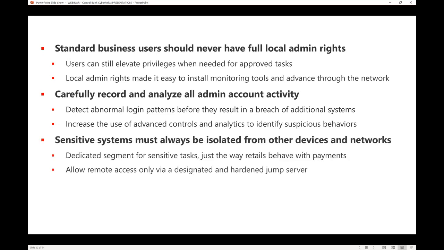But that's not all, because sensitive systems like that Swift machine have to be segmented off the rest of the IT network, as we mentioned. And this is often the case with retailers who have separate environments for their payment cards, or if you're a utility, you air gap your industrial control systems. Once these systems are separated from the standard network, remote access should only be allowed using a designated and hardened jump server. Using this approach, organizations can prevent malware from bouncing from its user endpoints to sensitive systems.